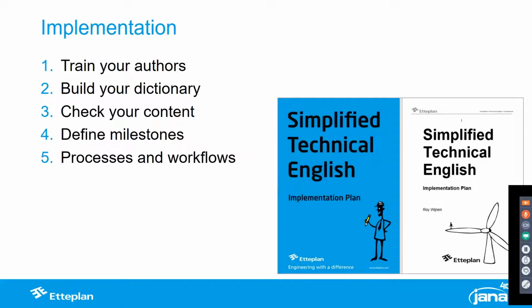One is to train your authors. They have to go through an STE or a controlled authoring writing course. Usually it takes about 2 days or so. There are companies like ourselves that do that out there, but it's important to do that. And why? Because not only will you learn about the writing rules and how to write in STE, but also why to write in STE.